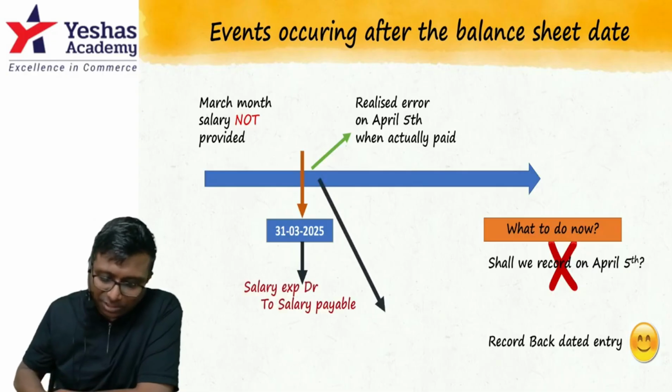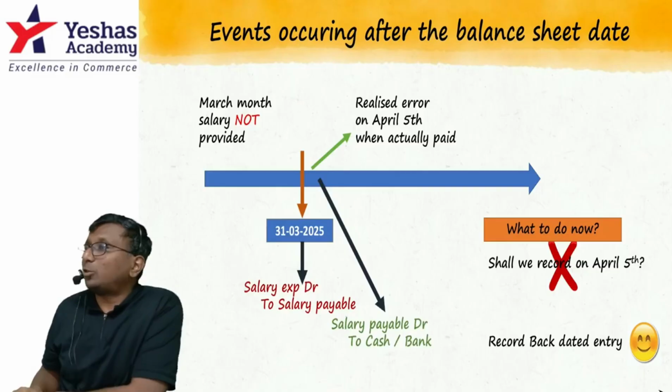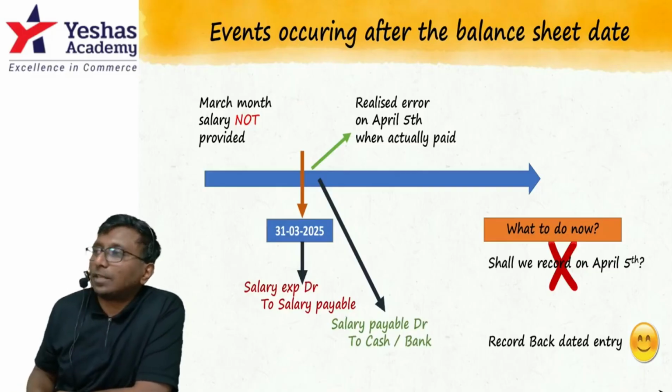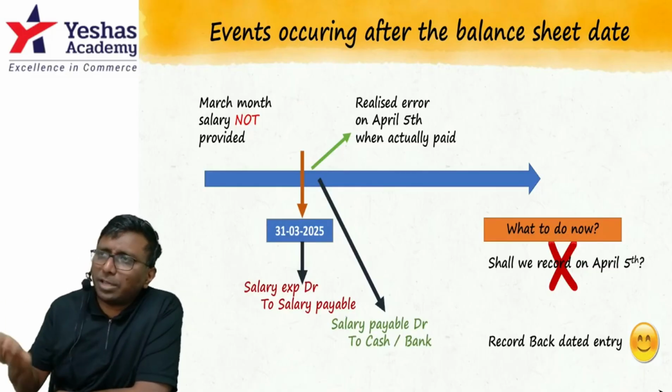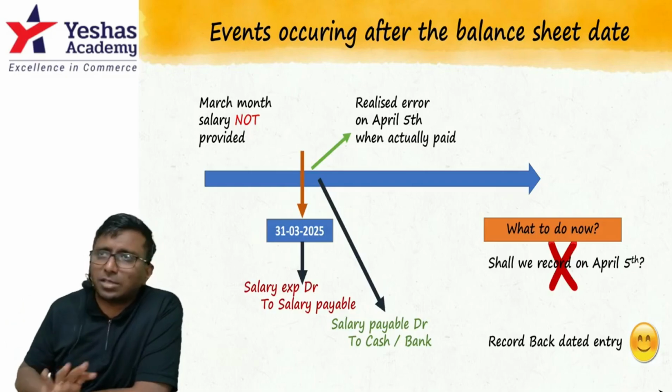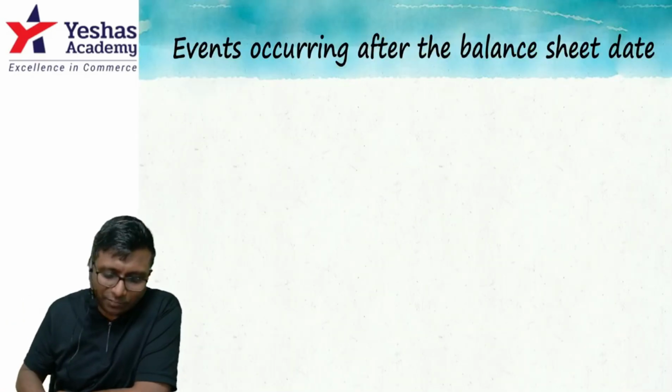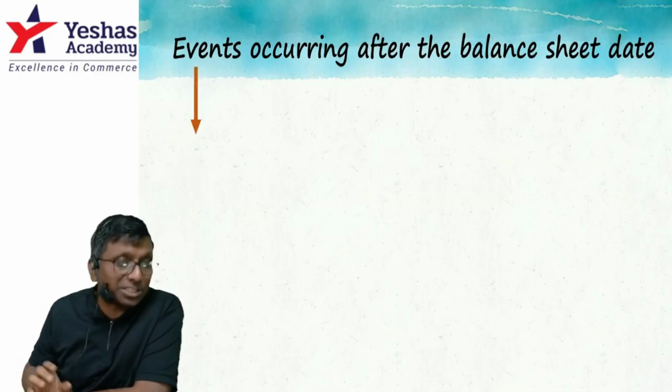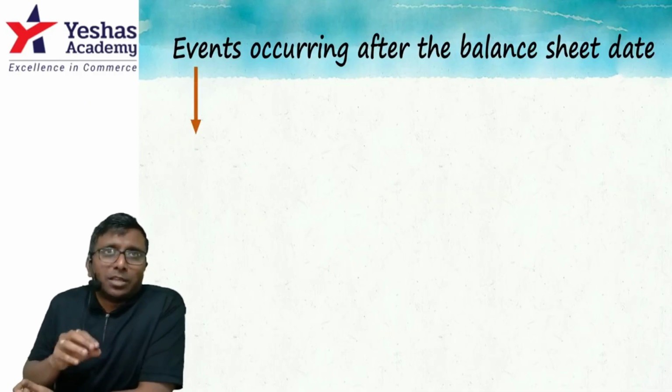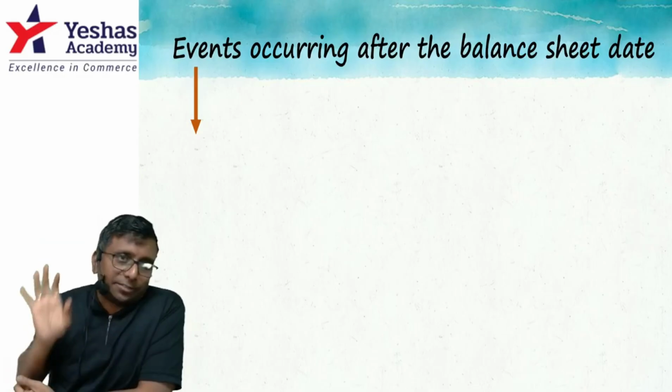As on 31st March, you debit the salary expense account and credit salary payable, and you record it. When you make the payment on April 5th, you debit payable and credit bank. That's all. This is very simple and straight. Events means which event? Events means only significant events.